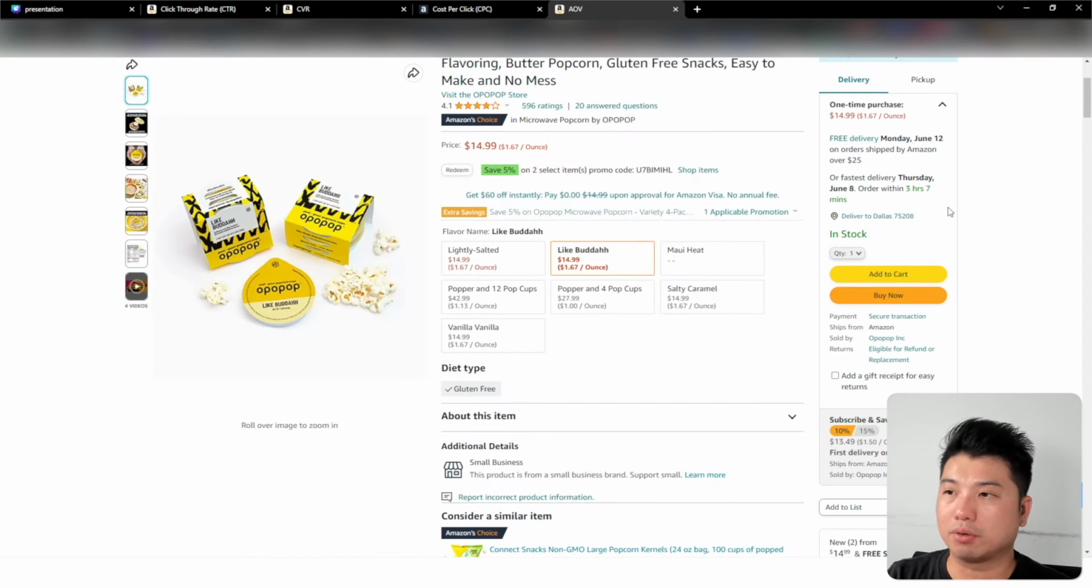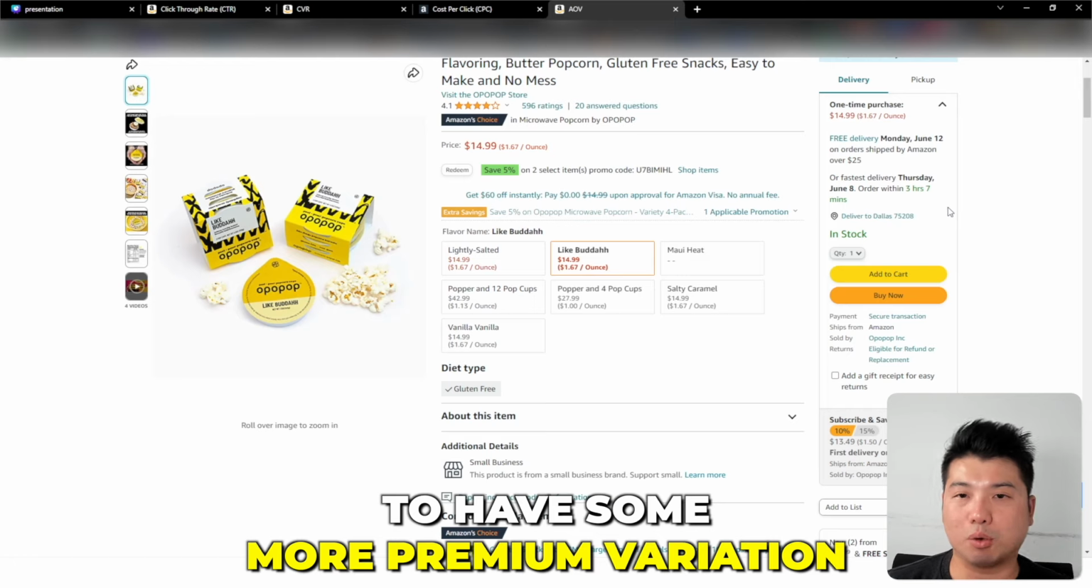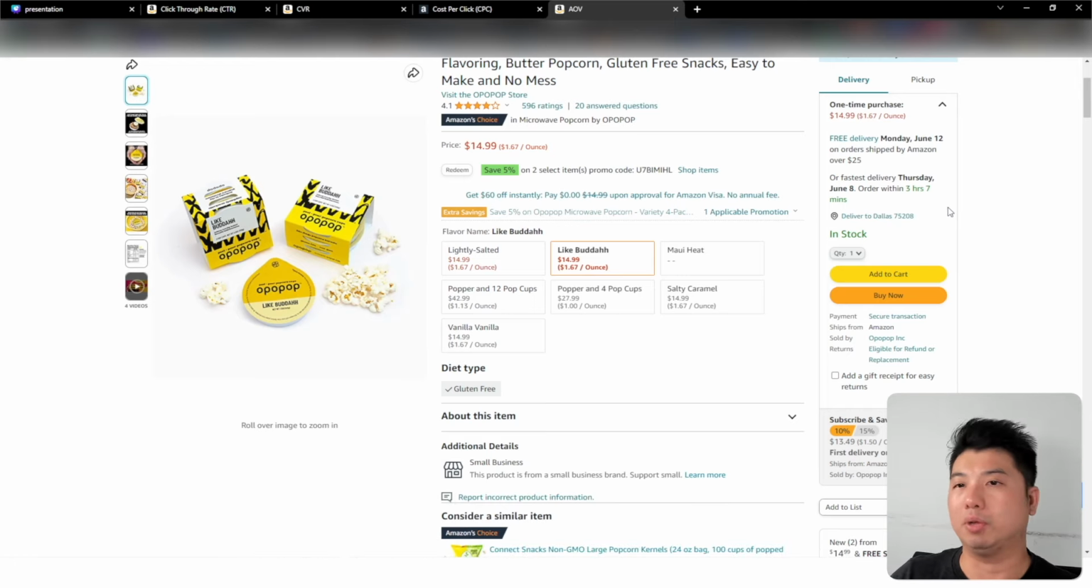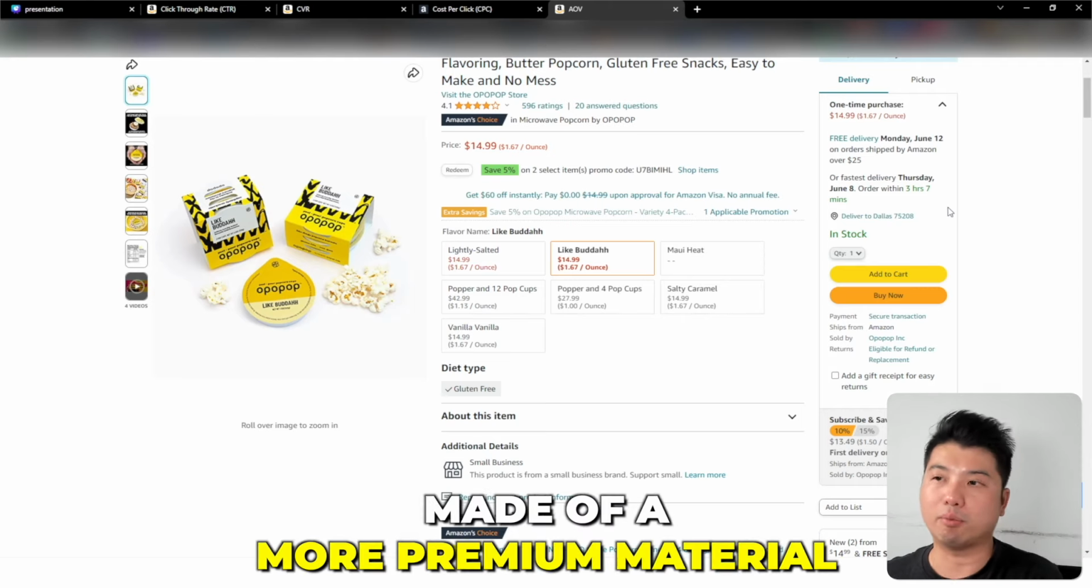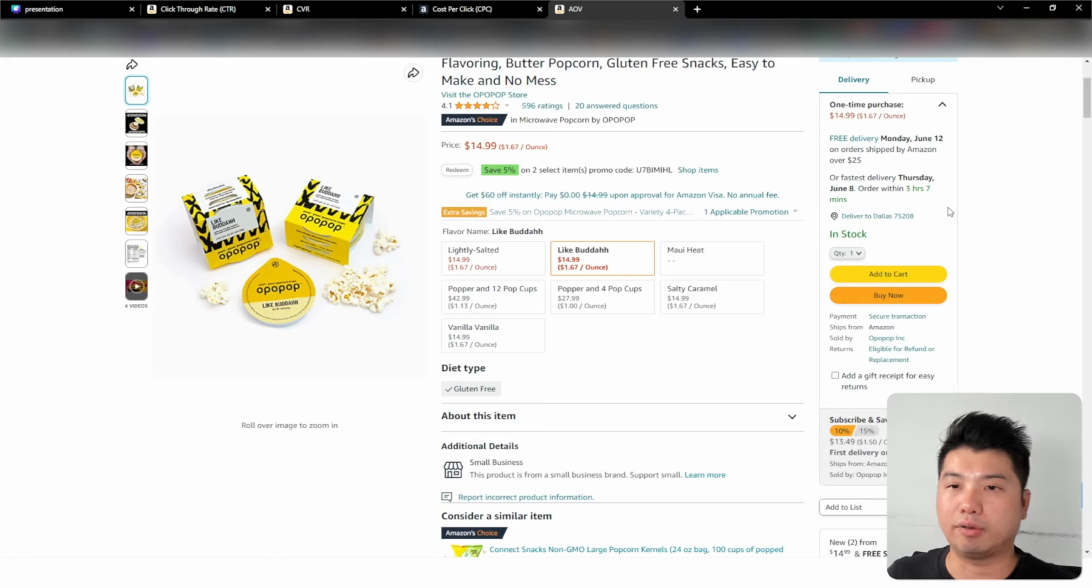Another way to increase your AOV is to have a more premium variation. It could be a premium variation of the product, such as a different design, a more updated design, or it could be made of a more premium material. For example, let's just say you're selling bedding: one could be made of cotton, the other could be made of silk, right? Or something to that effect. So in all, those are ways that you could create a premium variation.